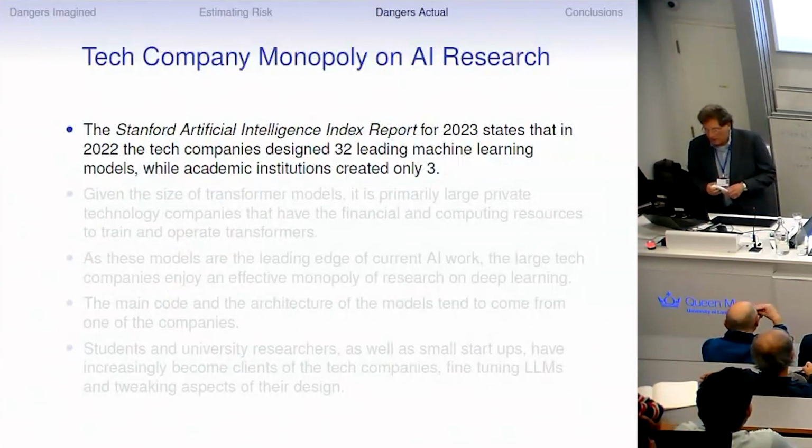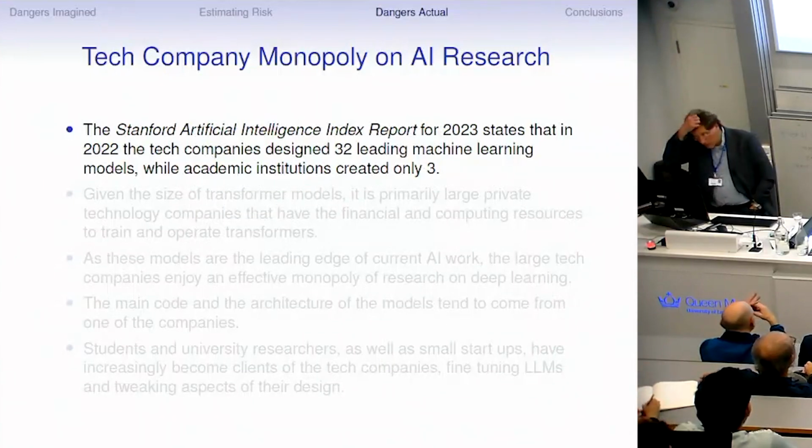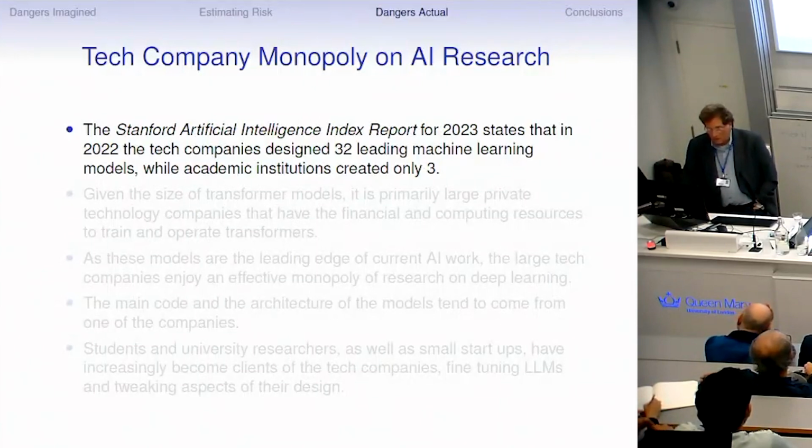Now there's a second problem, which is that tech companies have now, in the past 5 to 10 years, moved into a position of a near total monopoly on AI research. Those of you who are students in computer science know this very well. So the Stanford Artificial Intelligence Index report for 2023 points out that as of 2022, the tech companies designed 32 leading machine learning models, whereas academic institutions a total of 3.